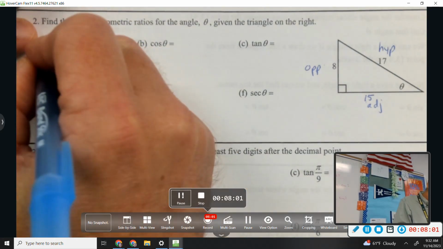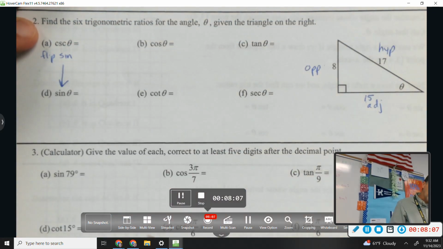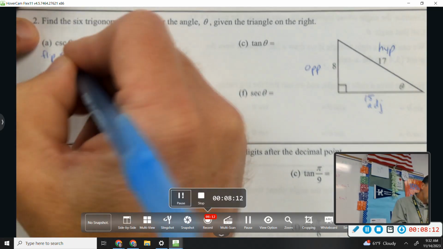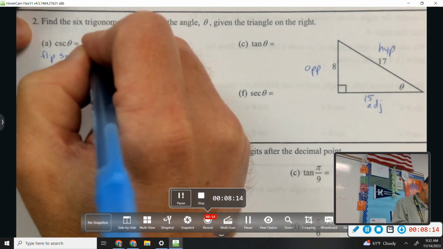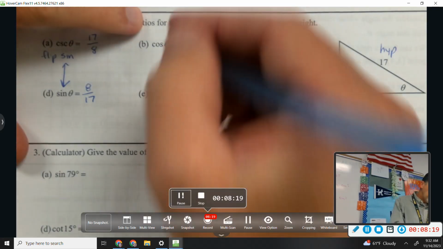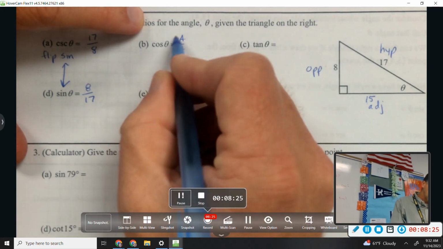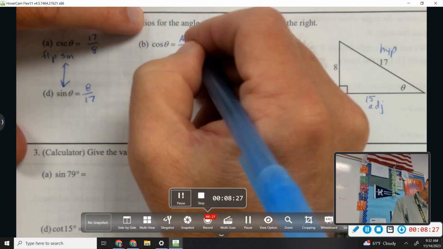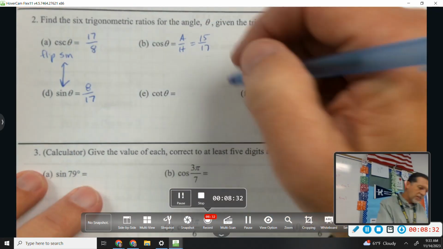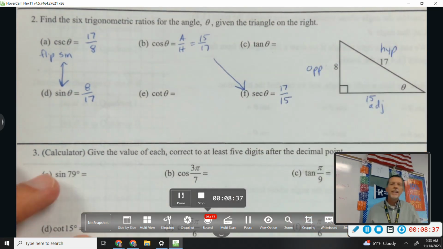Cosecant. I don't even think about cosecant, I think about the flip of sine. So I'm going to answer the sine question first. Opposite over hypotenuse, which means cosecant is 17 over 8, because they are partners. Cosine, adjacent over hypotenuse. Caught another hippie. 15 over 17. And since we're finding all 6, I might as well find secant, because I know secant is the flip of cosine. So 17 over 15.